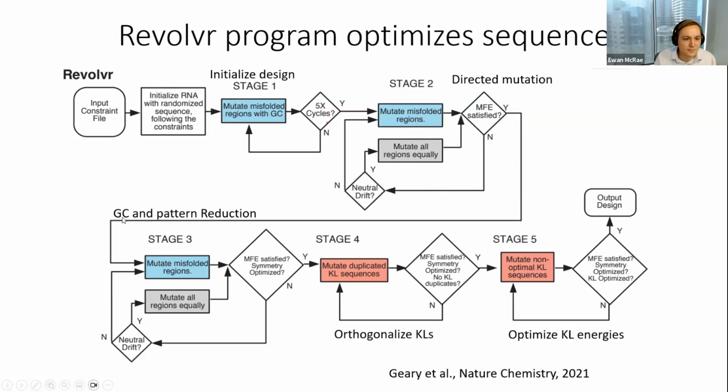It goes on and does some GC richness reduction and pattern reduction, gets rid of any palindromes, repetitive sequences, restriction enzyme sites that we might not want in our DNA. And then in the next stage, it gets to mutating the kissing loop sequences so that they're orthogonal and we're not going to have any crosstalk between the different kissing loops. And finally, it tunes the energy of the kissing loops so that they're not all completely U or completely GC.